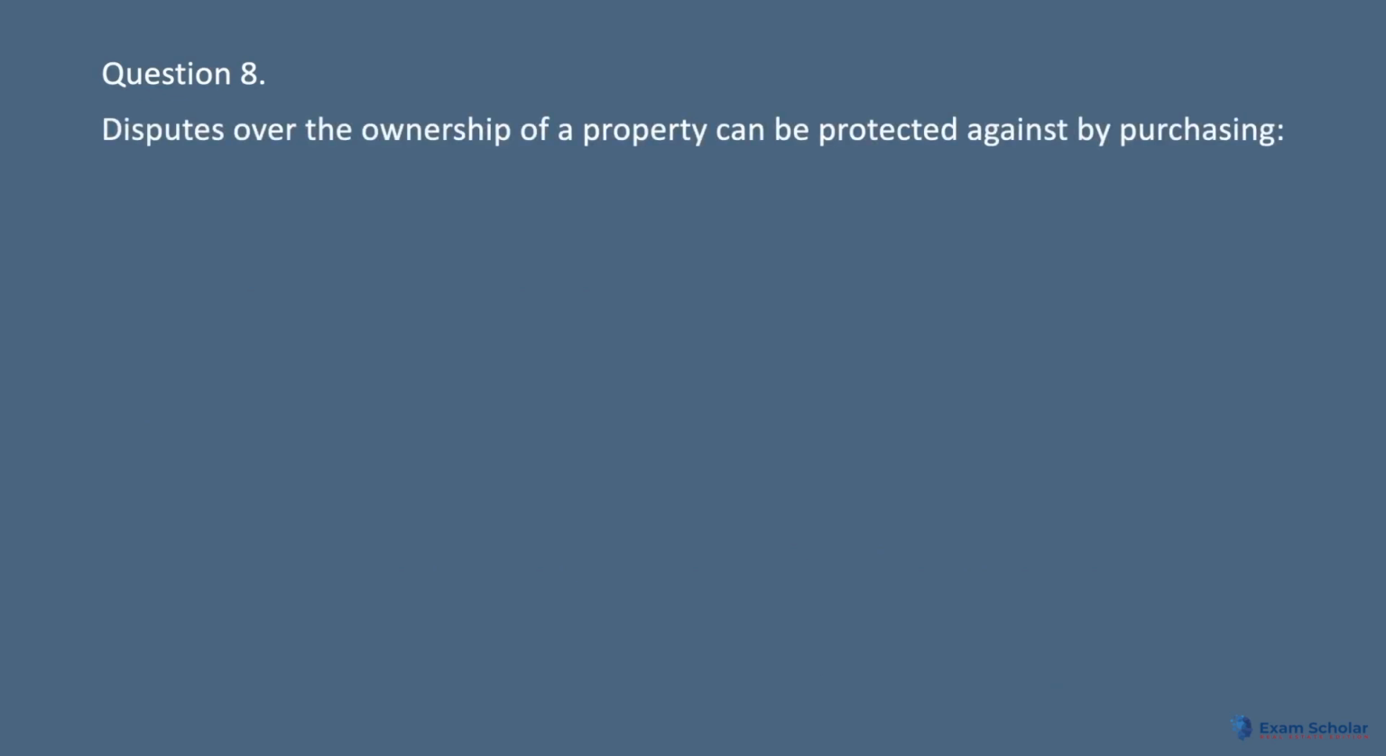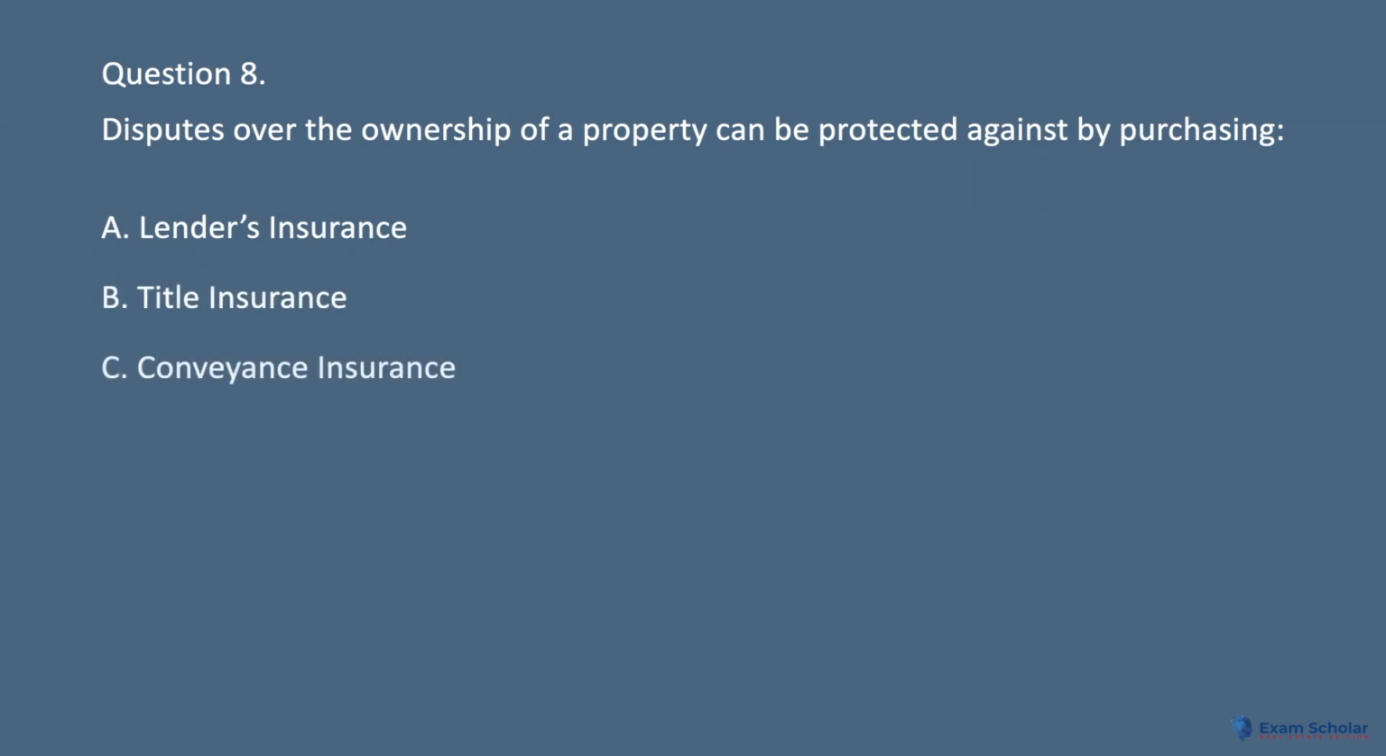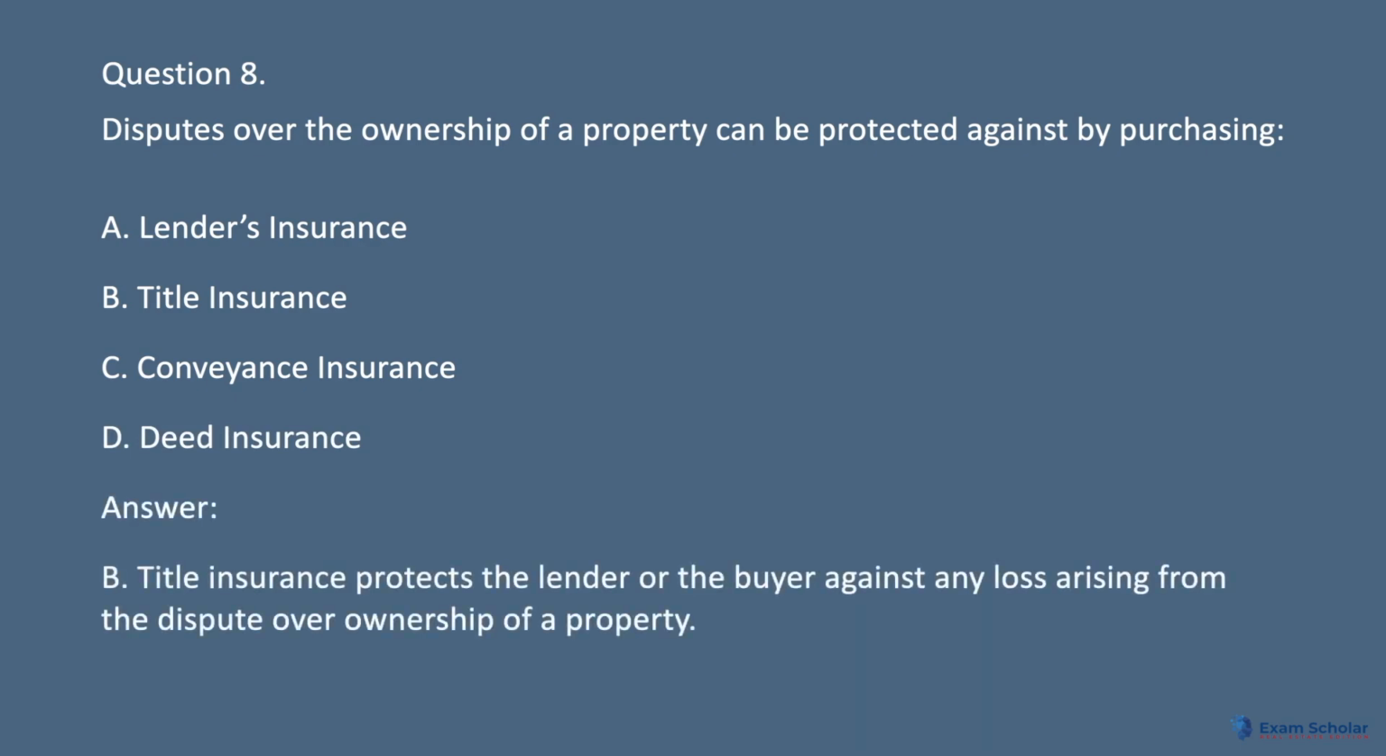Question 8. Disputes over the ownership of a property can be protected against by purchasing A. Lender's insurance. B. Title insurance. C. Conveyance insurance. D. Deed insurance. Answer. B. Title insurance protects the lender or the buyer against any loss arising from the dispute over ownership of a property.